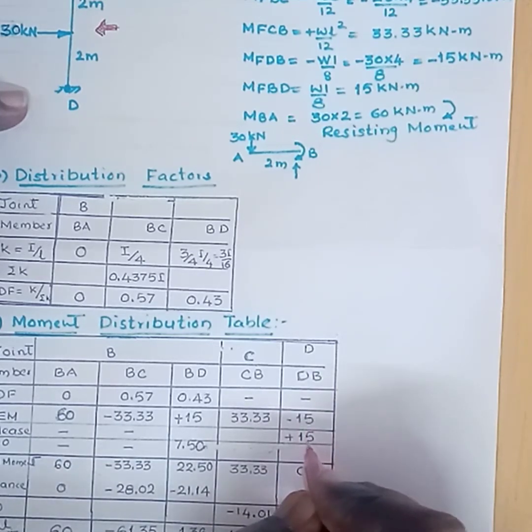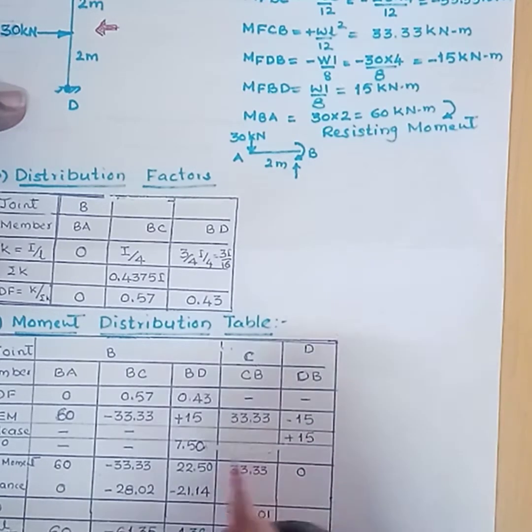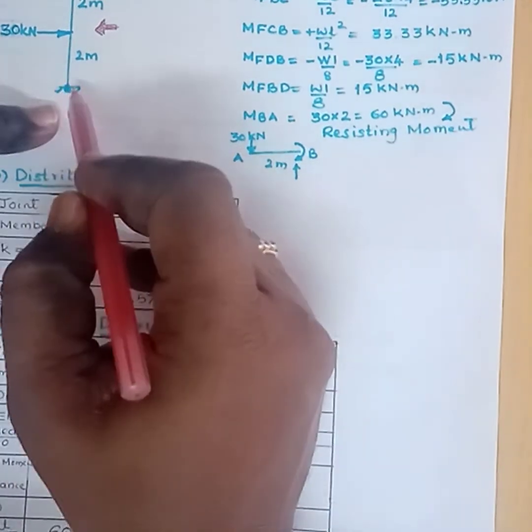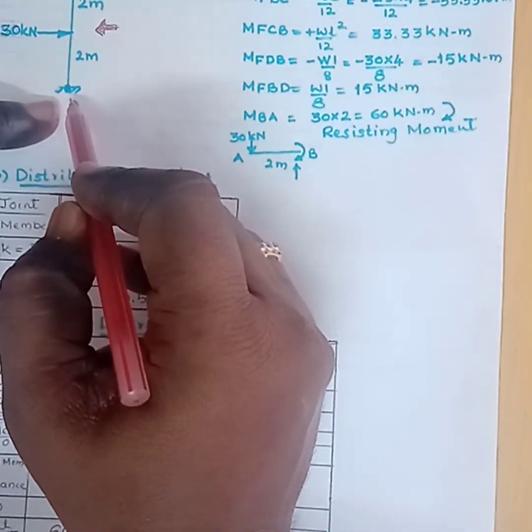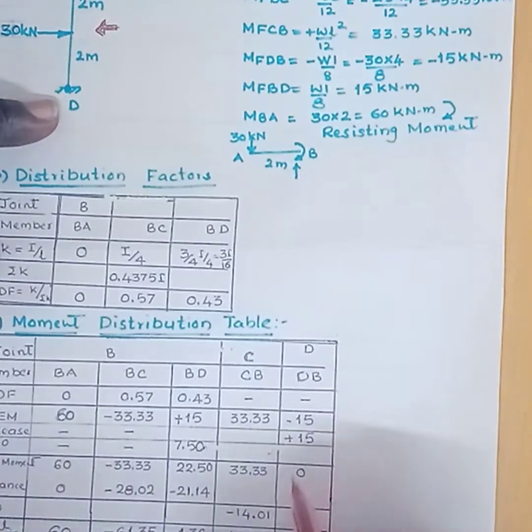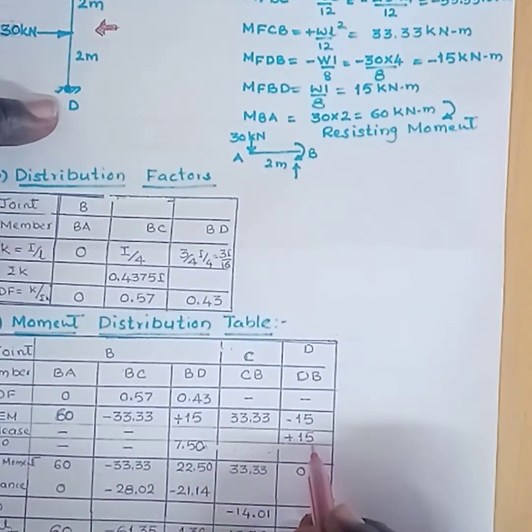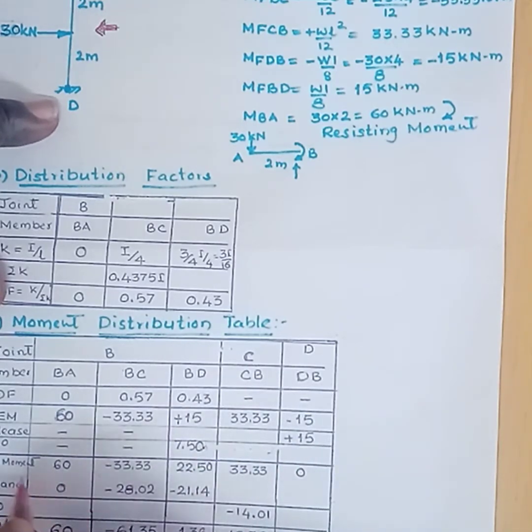To make it 0, we have to add plus 15. Here, minus 15 plus 15, that becomes 0. Here, 50% of this moment is carried from D to B, that one is from DB to BD. Here, 50% of 15, that is 7.5. Now, we can add all these things.